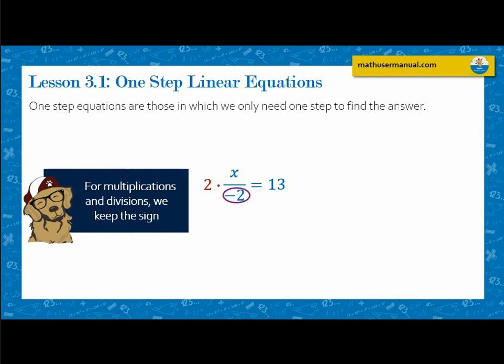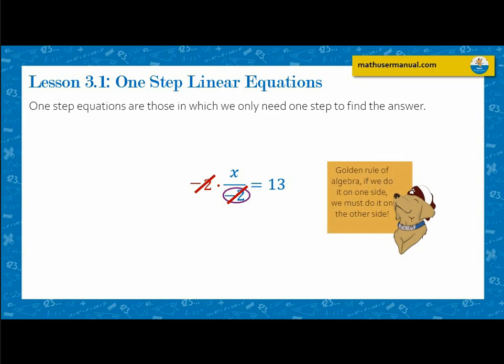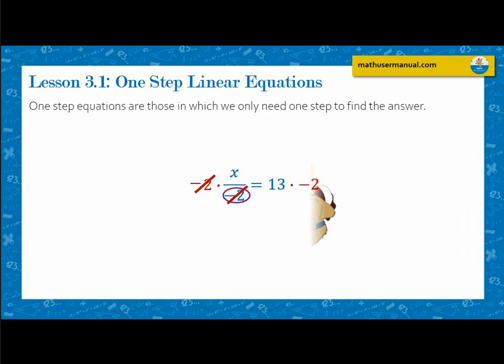But then again, and it's very important we don't forget this, for multiplications and divisions, we have to keep the sign. So we have to make it a negative 2 multiplying. Because if we don't multiply by negative 2, it's not going to cancel. We need them to be canceled because we need the x to be by itself. And finally, the golden rule, what we do on one side, we must do on the other, so we must multiply times negative 2 on the right side as well. Then 13 times negative 2, rules of signs in multiplications, x equals negative 26, and this is the answer because the x is by itself.